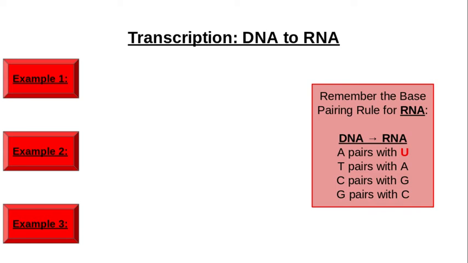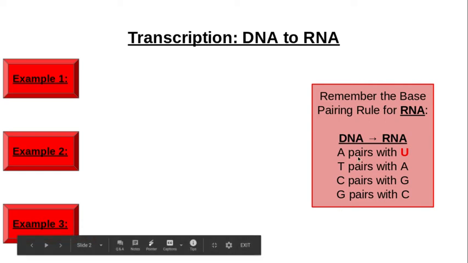On the left side of the box, you have the DNA base, and on the right side, you have the RNA. So A pairs with U. It does not pair with T because there's no T in RNA. So A will pair with U. But if you are given a T in the DNA strand, it does pair with A. C pairs with G and G pairs with C. So one way to remember this is that aunts pair with uncles.